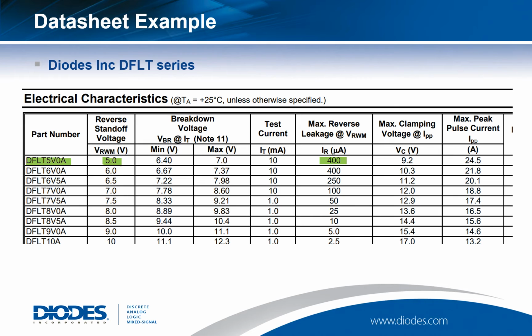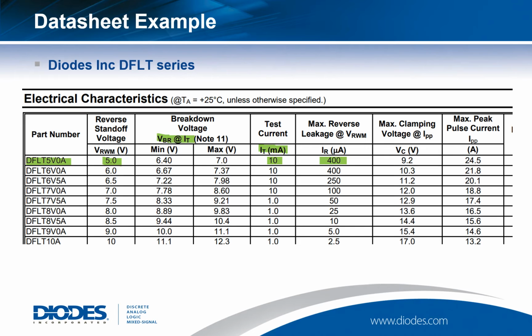Then when we have a look here at the breakdown voltage column, you'll see the notation VBR at IT, with IT stated in this column here. So that means that when this device passes 10 milliamps of current, it will be doing so with a voltage of 6.4 to 7 volts across it. Notice that the tolerance lines up such that a low breakdown voltage DFLT 6V0 might have a lower voltage than a high voltage DFLT 5V0.